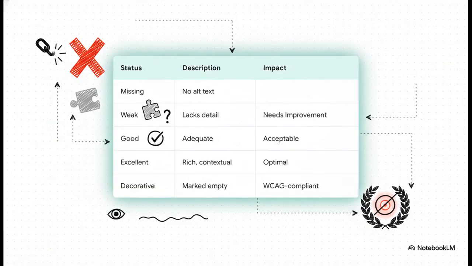The way it works is with a simple 5-status scoring system. It flags anything missing or weak as a problem you need to fix, while good and excellent are what you're aiming for. It even correctly identifies decorative images, like background patterns, and marks them so that screen readers will ignore them, which is a really important accessibility practice.